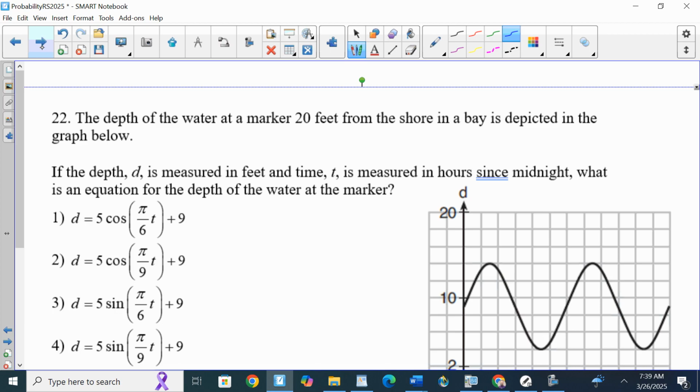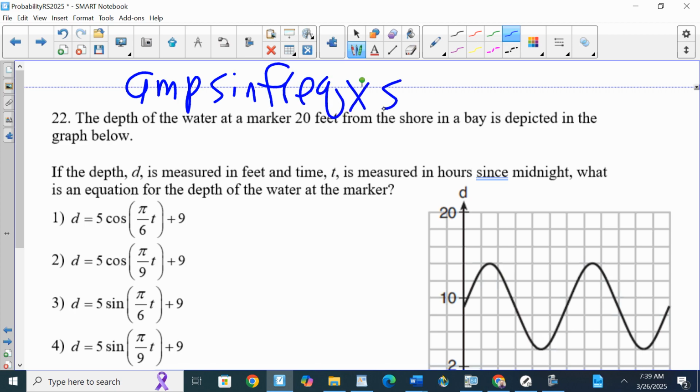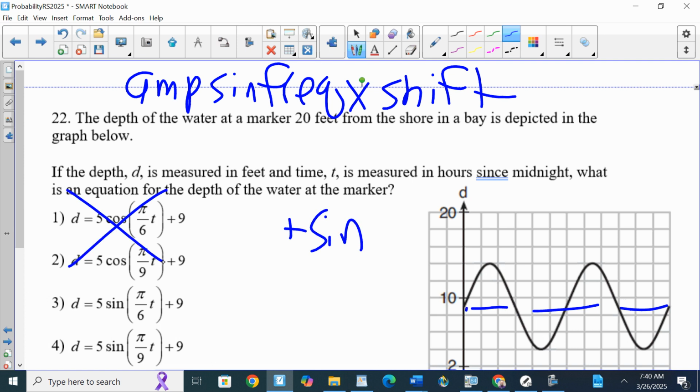Amp, sign, freq, x shift. It's multiple choice. If it's multiple choice, this should be easy. This should not take you more than about 5 seconds. Is this sine or cosine, positive or negative? I can just do a rough sketch of the midline there. It starts at the midline and goes up, so it's a positive sine. So 1 and 2 are out.